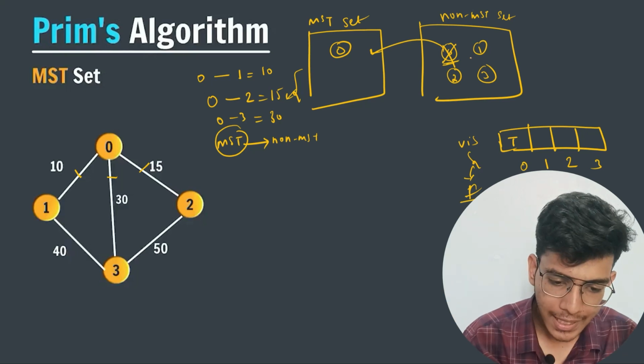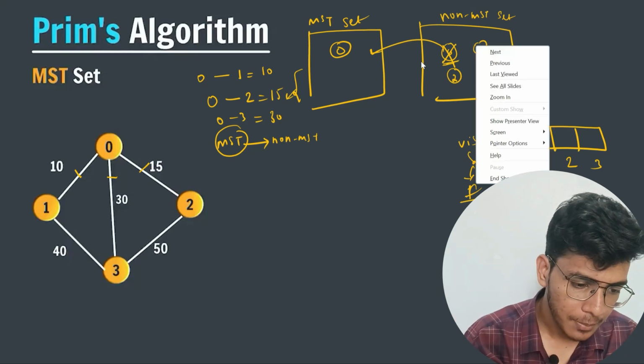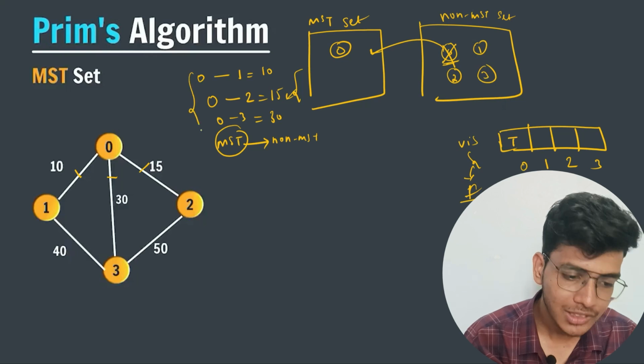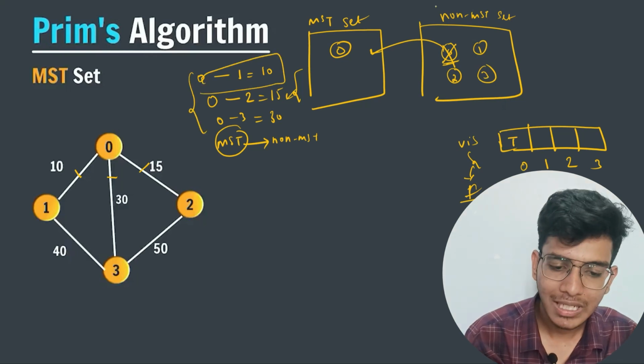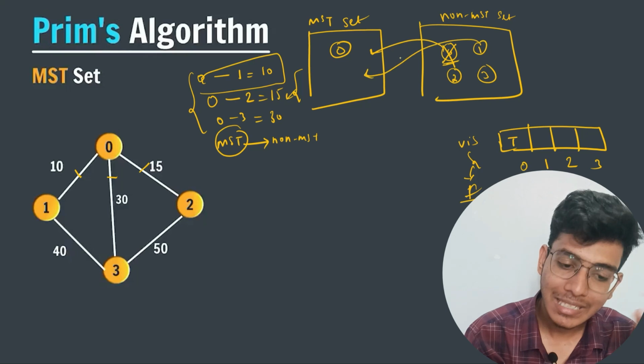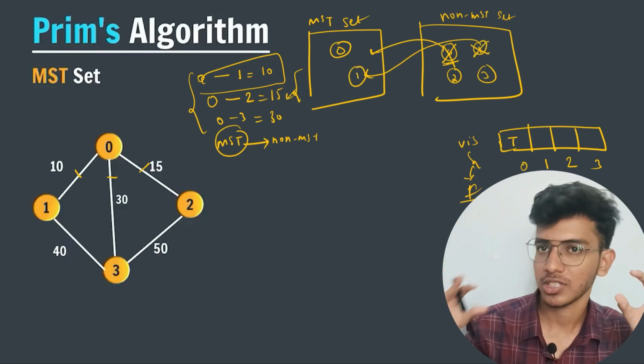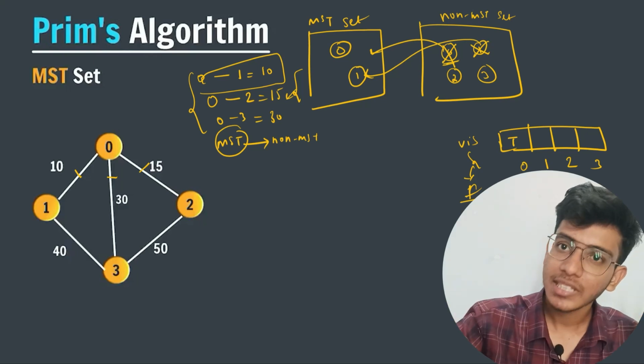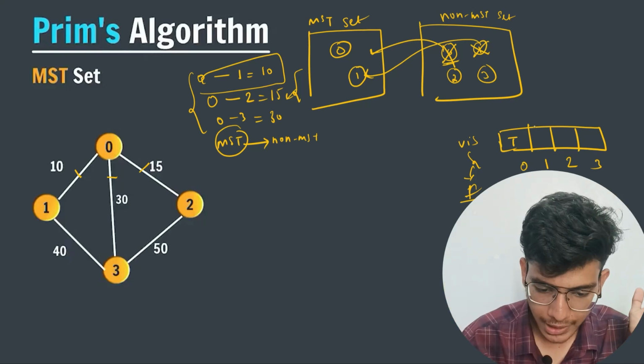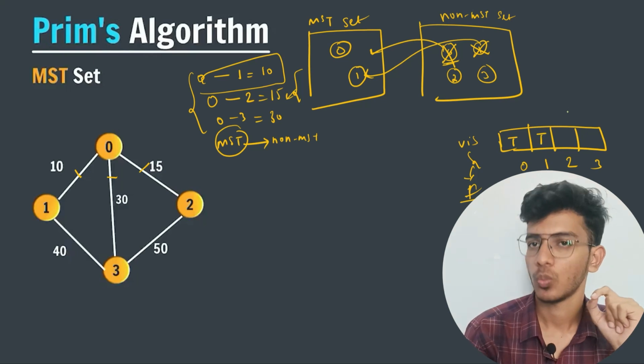Now we will choose the node which has the least edge value. Among these, which one is minimum? This one is minimum. So I will take 1 and add that node into my MST set, remove it from my non-MST set, and make visited of 1 as true.